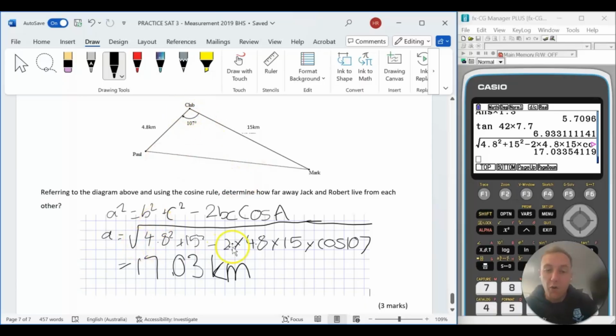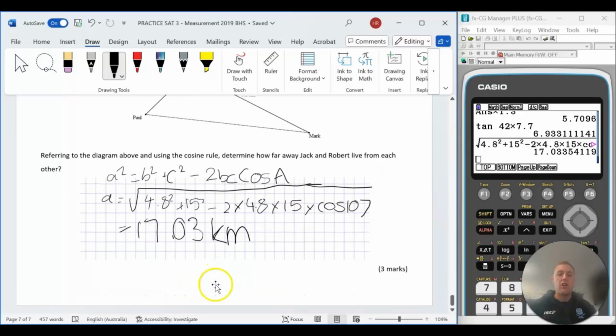So we write out our formula, replacing the letters with the numbers. And because we are using our very trusty Casio calculator today, look at that complex calculation that it's had to put in. All right, it spits out 17.03 kilometers.